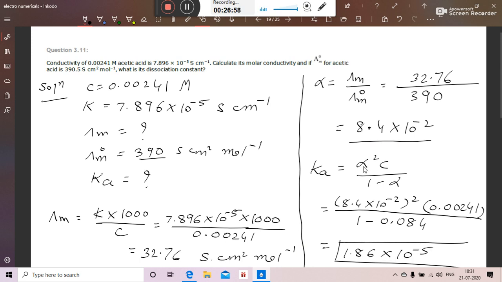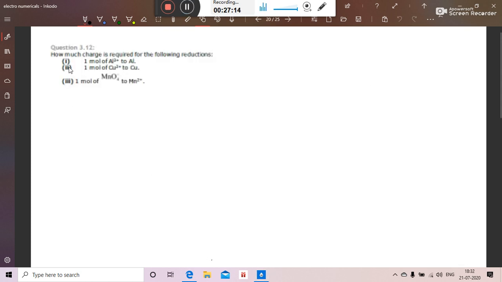Here, as alpha is unitless, whatever is the unit of C, the same will be the unit of Ka, that means molarity, capital M. So this is our final answer, 1.86 into 10 raised to minus 5 molar. Now question number 12: how much charge is required for the following reductions? Three different reductions are given. We have to find out the charge in each case.